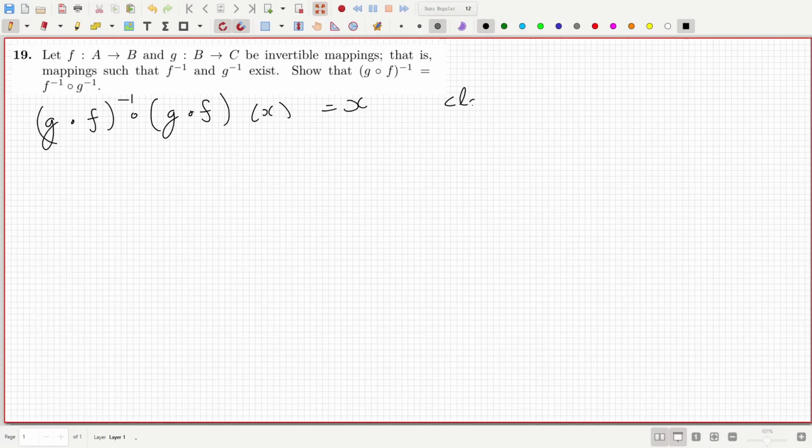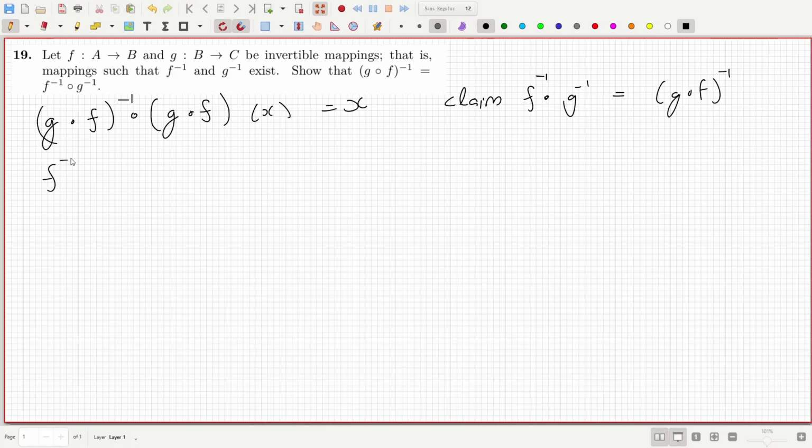So the claim is that F inverse composed G inverse, that will do for G composed F inverse. So let's see if that checks out.